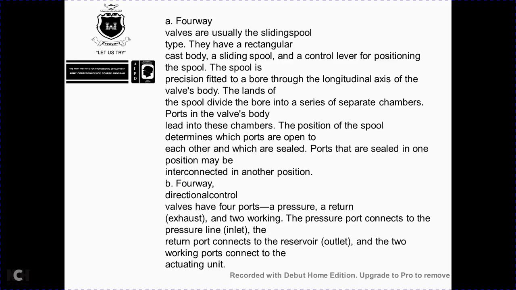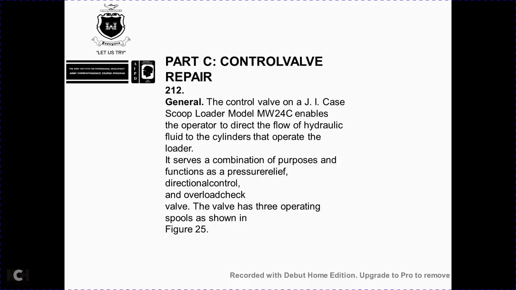Direction control valves have four valve ports: pressure, return, exhaust, and working. The pressure port connects with the pressure line inlet. The return port connects with the reservoir outlet. The working port connects to the actuating unit. Control valve repair.